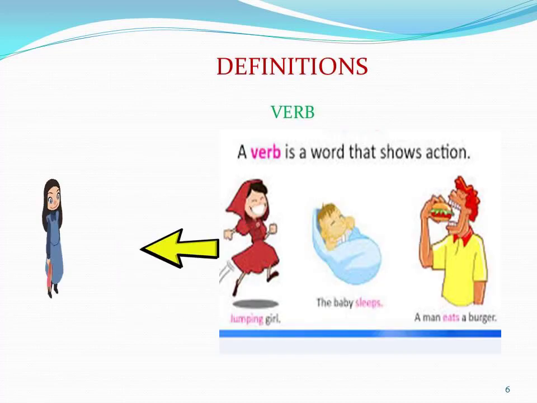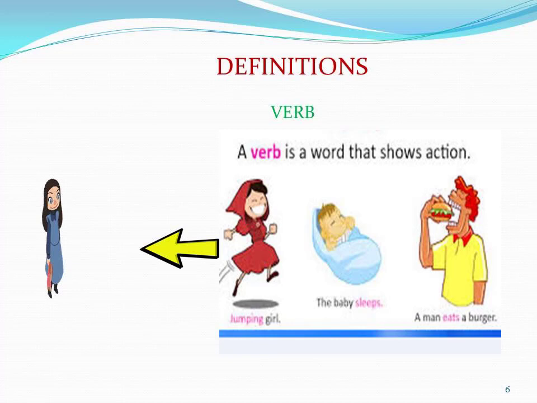The second sentence component is verb. What is verb? A verb is a word that shows action done by the subject. See the examples. The first example is jumping girl. Here the girl does the action jump. So here jumping is the verb.